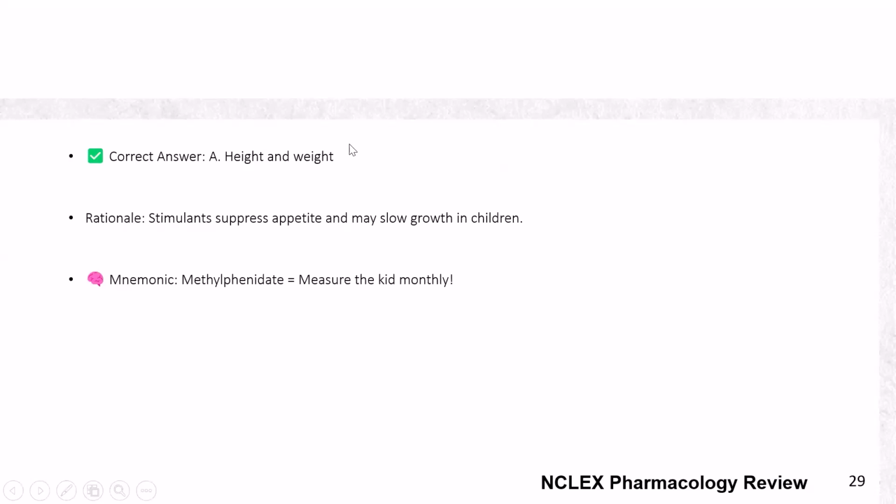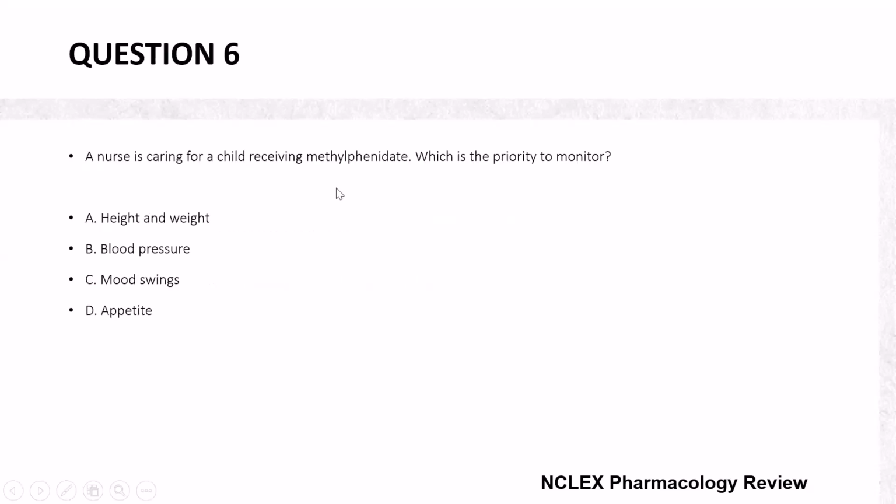So remember that it's a stimulant. So it suppresses appetite and it may cause slow growth. Very important. Slow growth in children. So remember, anytime we are giving methylphenidate to a child, we're going to measure the height and the weight. We need to monitor the child. So do well to read all about methylphenidate, the indications, the side effects, and everything about it. It's given in ADHD.